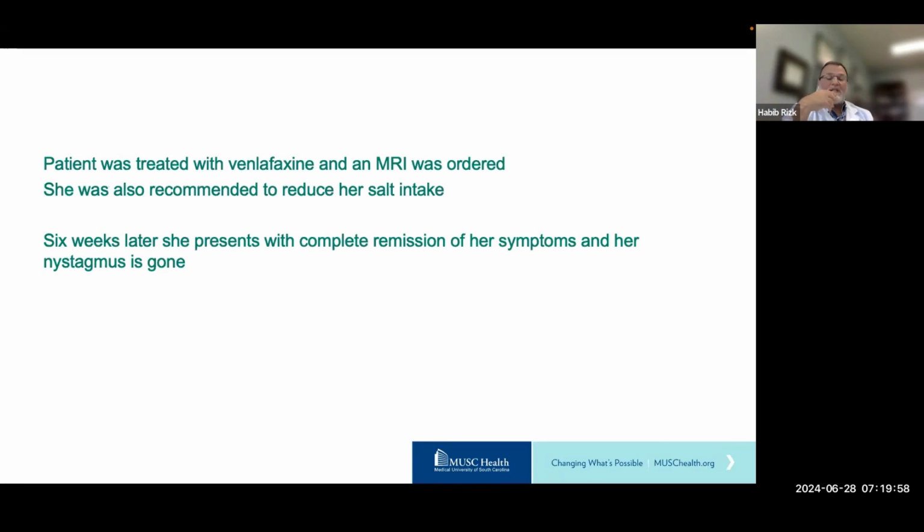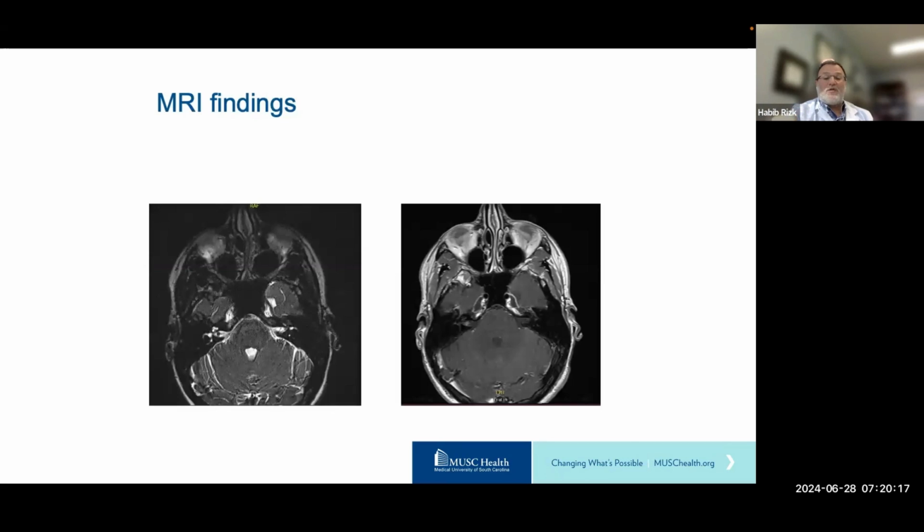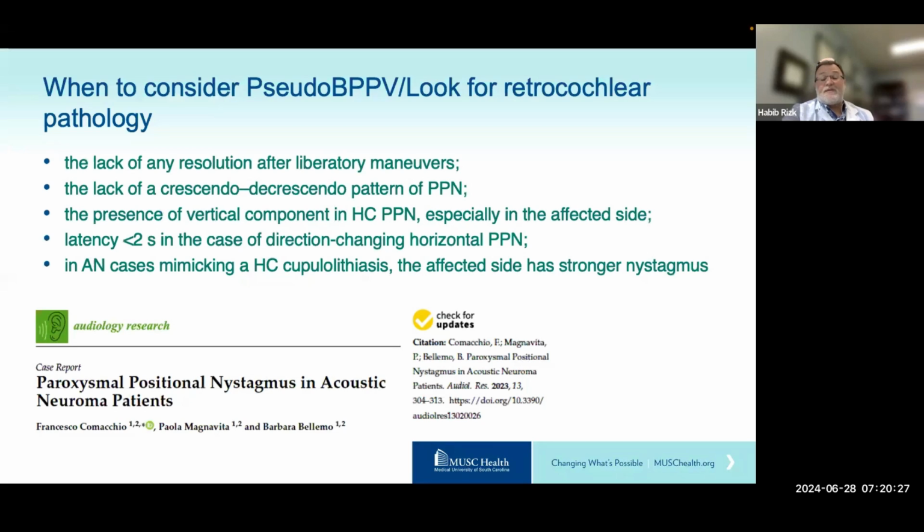So given all of this and her resistance to all types of maneuvers that were tried before she came in, we decided to put her on a sodium channel blocker, and we ordered an MRI to rule out weird, unusual things. Six weeks later, she presented with complete remission of her symptoms, and her nystagmus was gone as well. She had an MRI that showed a small retrocochlear schwannoma in the same-side IAC, which could be related to what we were seeing as well. She's now 3 years out and still in remission and still refusing to come off that medication.